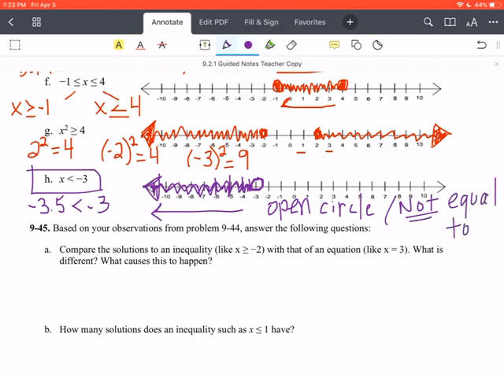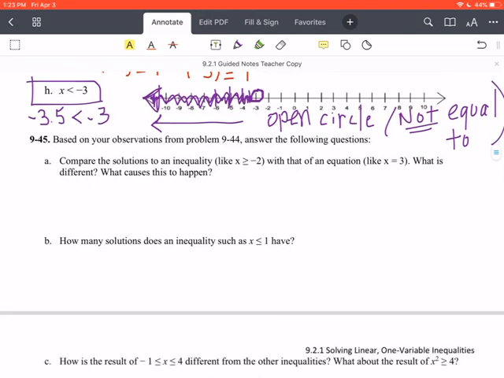So if there's no line underneath the inequality sign, you have to use that open circle. That's an important note. Okay, so now we're going to look at the number lines that we just completed and answer a few problems. Based on what we just did, let's look at solutions to inequalities, like x is greater than or equal to -2, versus equations.